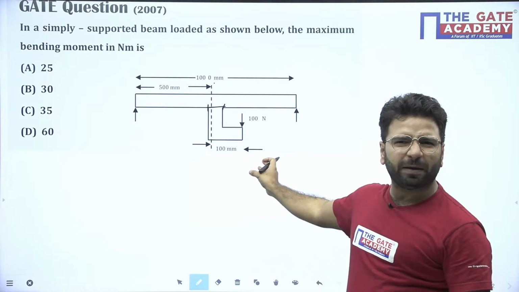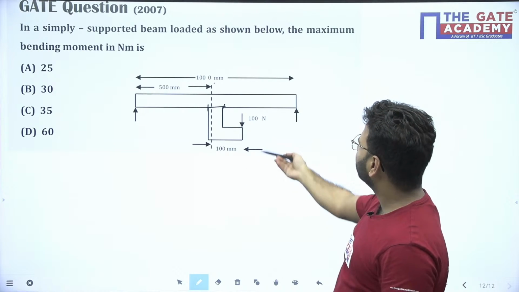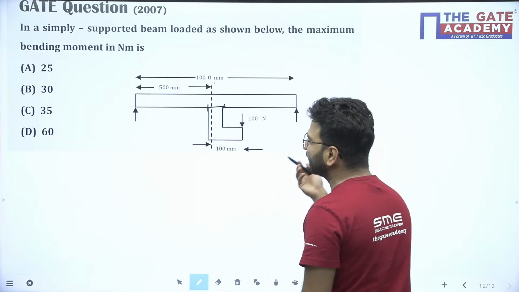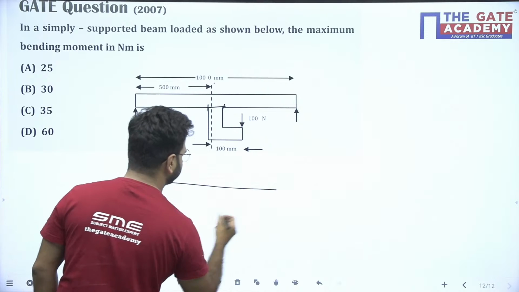A simply supported beam is there, but the loading is not given to you on the beam. The loading is given with the help of one bracket here. So if I simplify the diagram, the diagram will be like that.